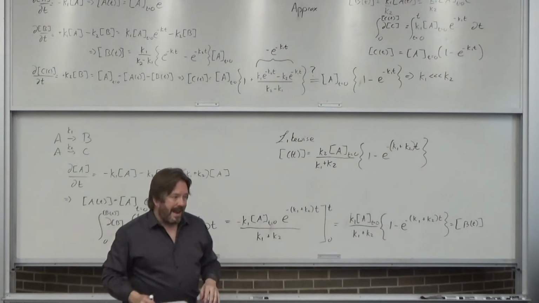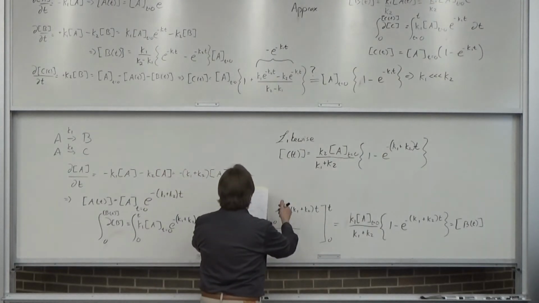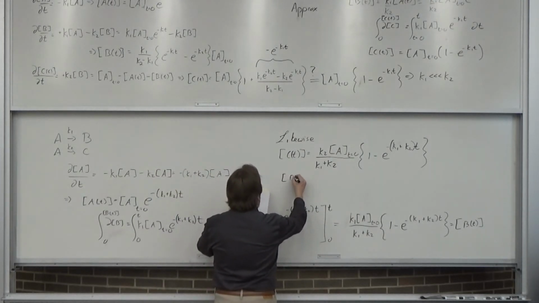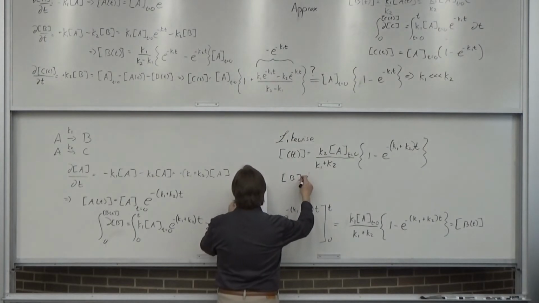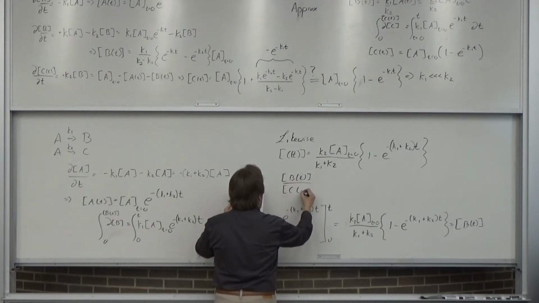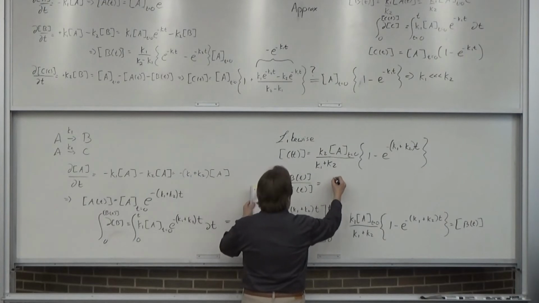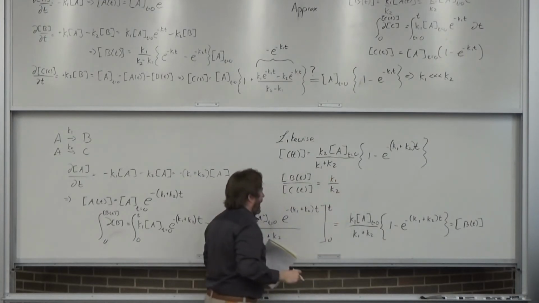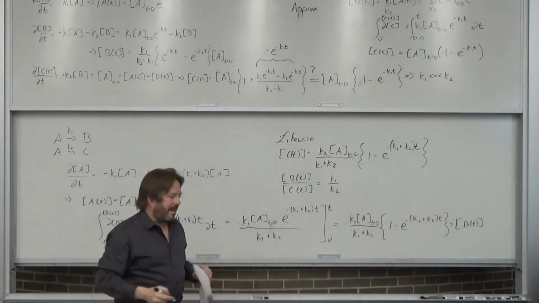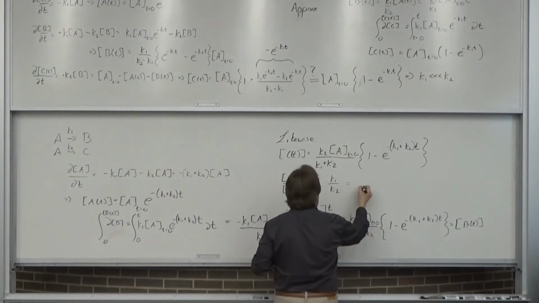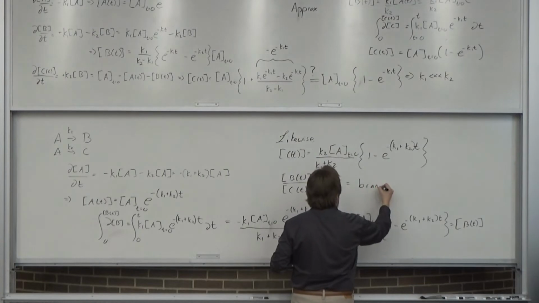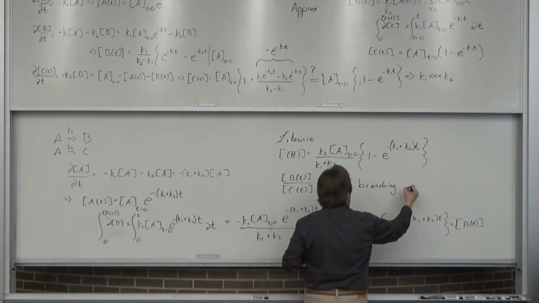Now the point of that is, imagine that what you're interested in is the ratio. What's the concentration of B over time, over the concentration of C over time? It ends up being K1 over K2. And this is something that you've probably heard of before. It's called a branching ratio.